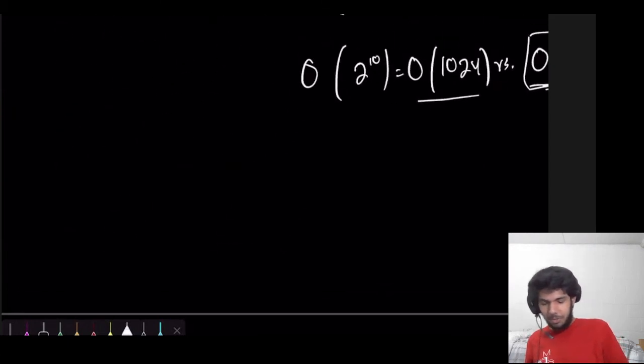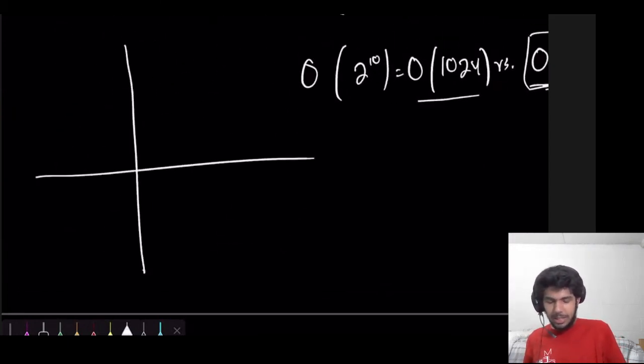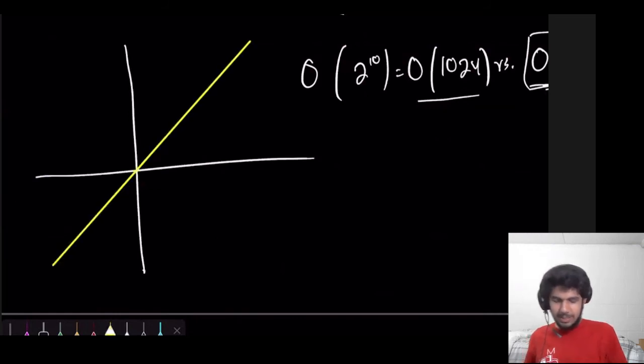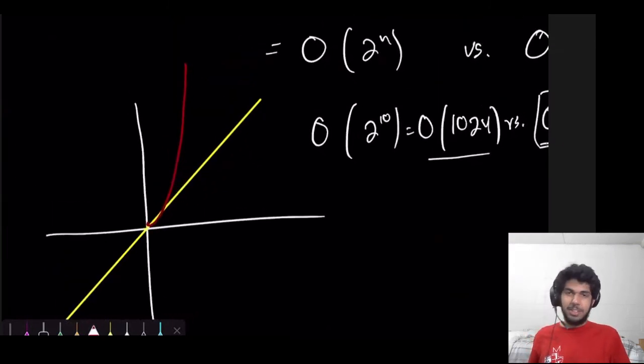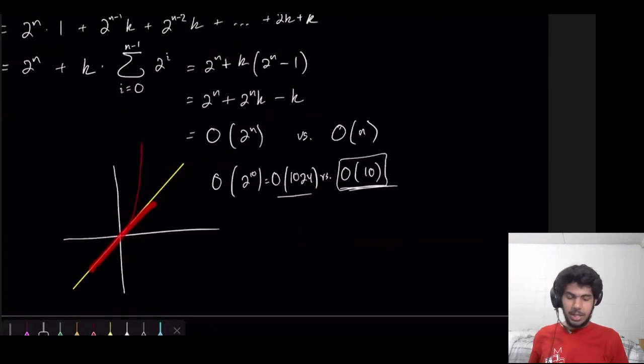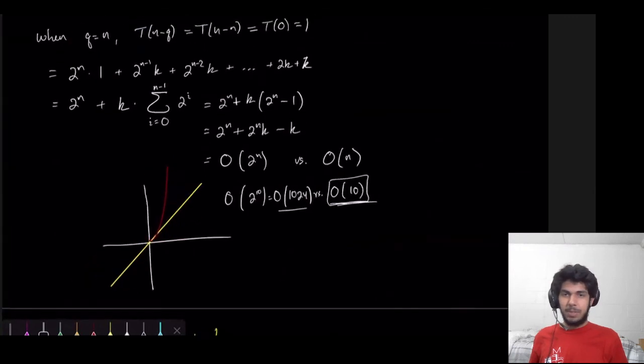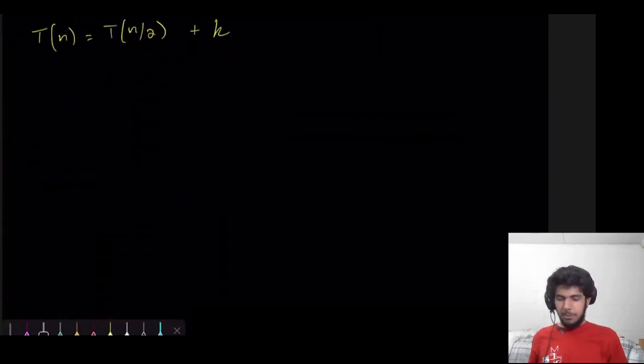Let's just take a look at the graphs of n versus 2 to the n. So n is a straight line that looks like this. 2 to the n looks like this. So not even close. This just grows way too quickly, whereas n grows slowly and steadily. So big O of n is fantastic compared to 2 to the n. Always avoid this. Let's do another example.